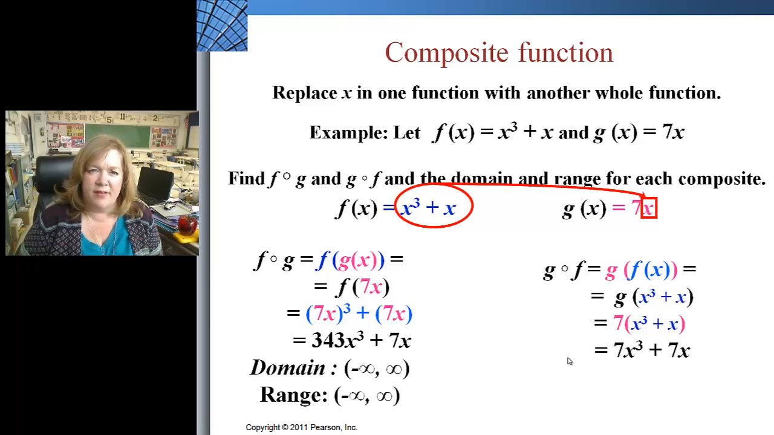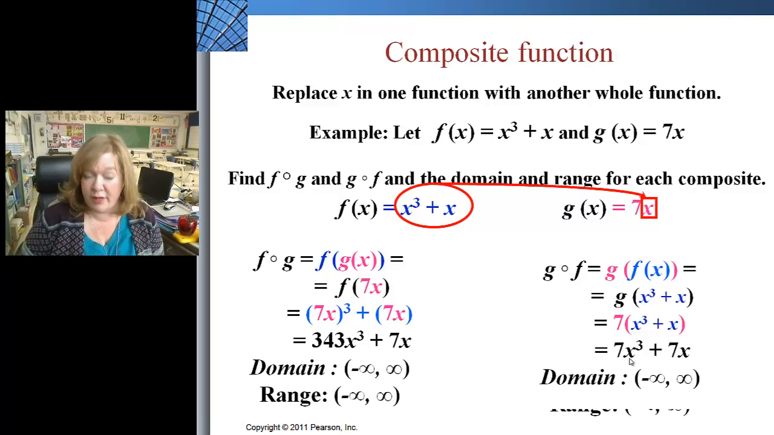plus 7x. Now looking for the domain and range, I notice that I don't have any denominators or square roots, so domain is going to be all reals. And range will also be all reals. It's an odd function, so I know it goes both directions.